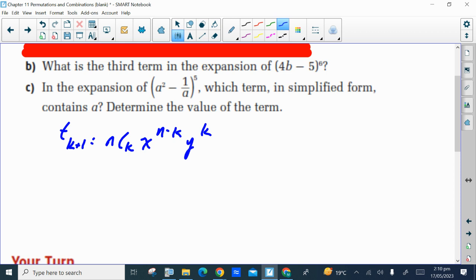Caught you. I don't know. I'll play your silly game. Is it 4? K is 1 less than the term number, so 2. That sounds better than 4.